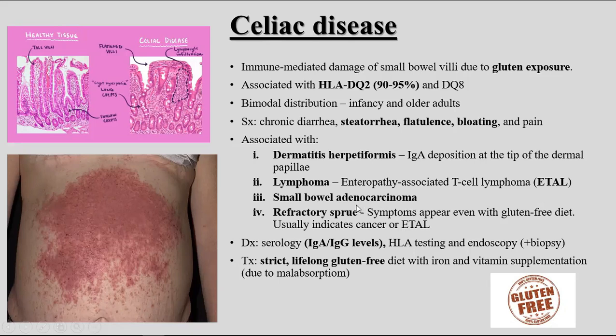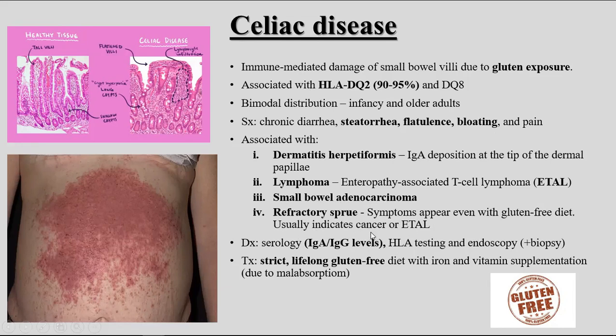duodenum in this case. Refractory sprue, so celiac disease is called sprue, and then you have a special type which is tropical sprue, but if you say just sprue, it's usually celiac disease. So refractory sprue is basically when the patient has been on a long-term gluten-free diet, you know that they haven't been consuming any gluten, and still for some reason they have these malabsorption symptoms.